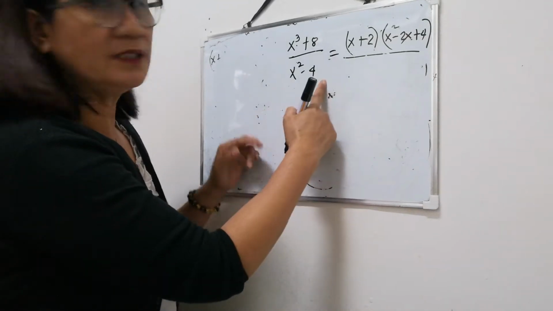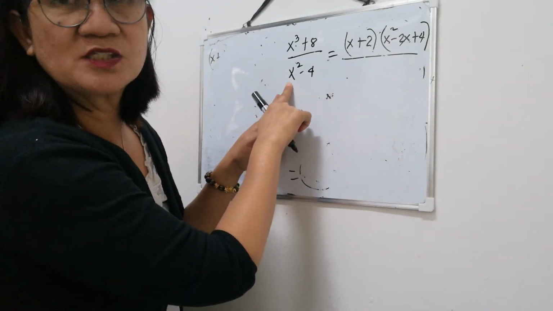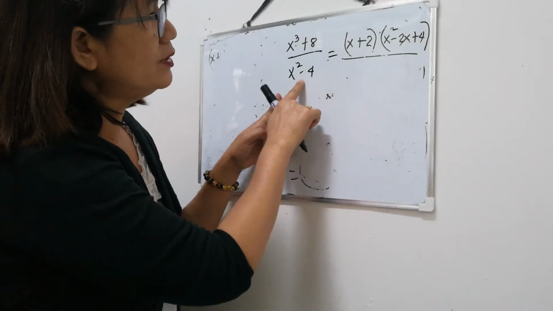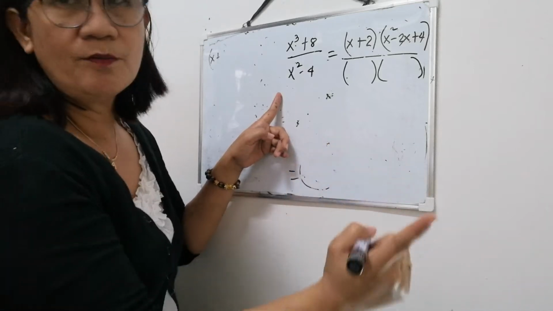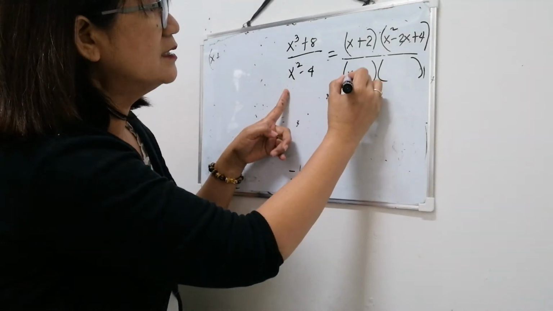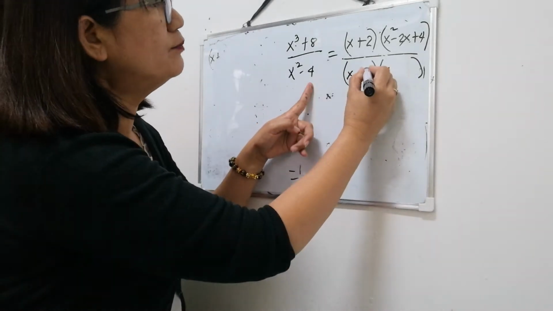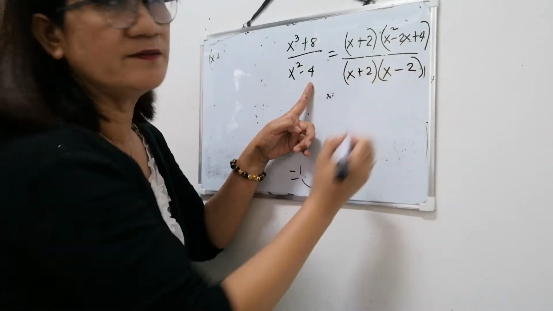Okay, how about the denominator? How do you factor this? The first term is a perfect square. The last term is a perfect square. Then negative yung gitna, ibig sabihin dalawang factors. Then, ganito yung pag-factor niyan. Get the square root of x squared. We have x. Get the square root of the last term. We have 2. And then using the plus and negative sign.